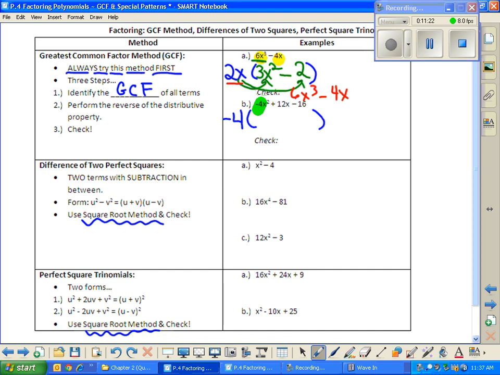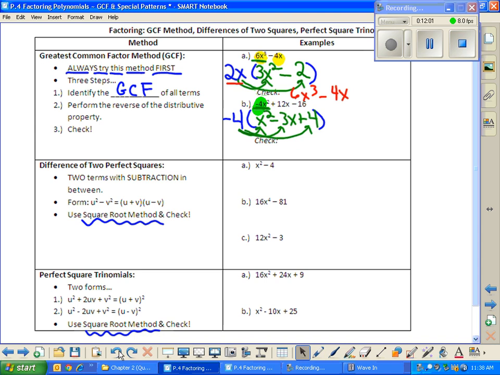What, John? Very good. The negative 16 doesn't have an x, so it's not in common. Now I basically do that distributive property thing in reverse. So I have to ask myself, negative 4 times what gets me negative 4x squared? Answer there, x squared. And then I got to ask myself, negative 4 times what gets me back to positive 12x? It's going to be negative 3x. And then negative 4 times what gets me back to negative 16? That has to be a positive 4. So make sure you watch your signs when you do this.